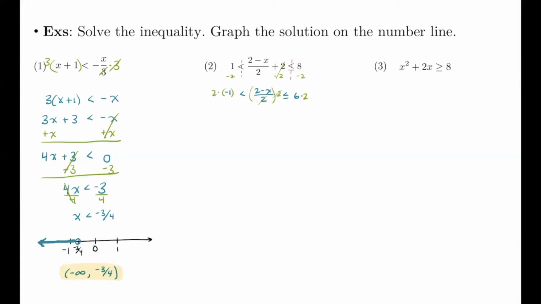Okay, so on the left-hand side, we've got 2 times -1. That's -2. In the middle, we've just got 2 minus x now. On the right-hand side, we've got 6 times 2, which is 12. All right, we're still working on isolating this x in the center. 2 minus x, we should probably get rid of that 2. The 2 is added here, so I'm just going to subtract the 2 from all 3 sides.